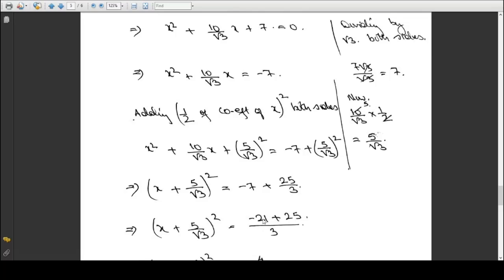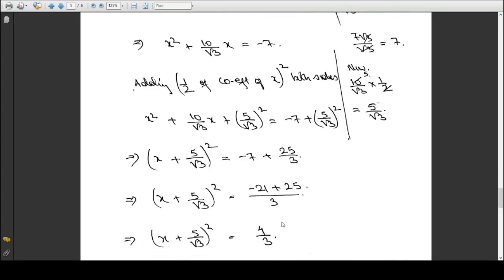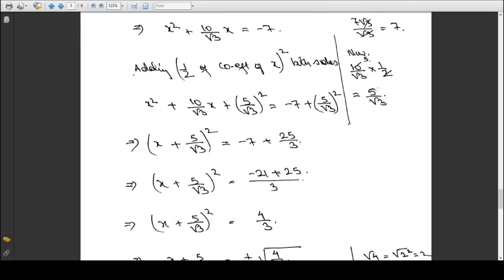Left side is same. Here below 7 is 1, that is 3, and 1, the LCM is 3. 3 divided by 1 is 3. 3 multiply 7 is 21, that means you have minus 21, plus 3 divided by 3 is 1, 1 multiplied by 25 is 25. Now here plus minus is minus, 25 minus 21 is 4. Which sign is greater? It is plus, therefore you have 4 by 3.